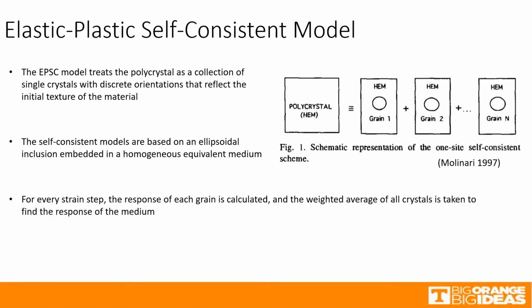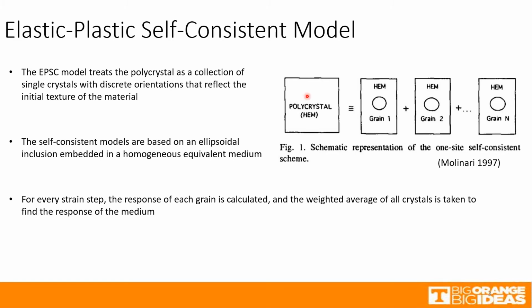An elastic plastic self-consistent model was used to replicate the deformation of the titanium samples. An EPSC model treats a polycrystalline material as a collection of single crystals with orientations that reflect the initial texture of the material. Each grain is treated as an ellipsoidal inclusion embedded in a homogeneous medium. For every strain step, the response of each grain is calculated, and the weighted average of each crystal is taken as the response of the medium.